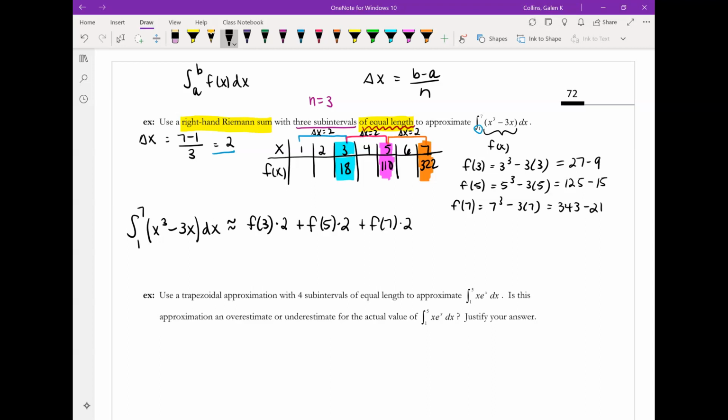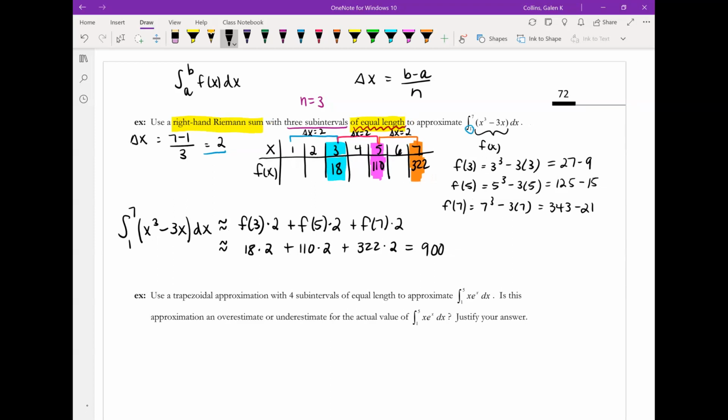We can't substitute in the delta x unless we say up top that delta x equals 2. But somewhere we should show the work that we are actually multiplying 18 times 2 plus 110 times 2 plus 322 times 2. And if we just complete that, that should be 900. Okay, so the approximation of our definite integral is 900.